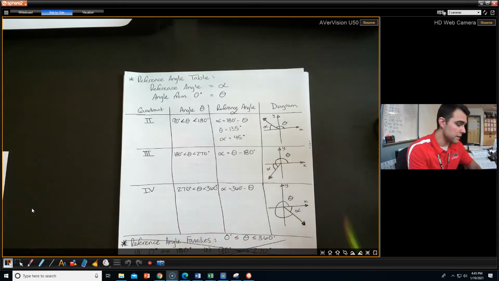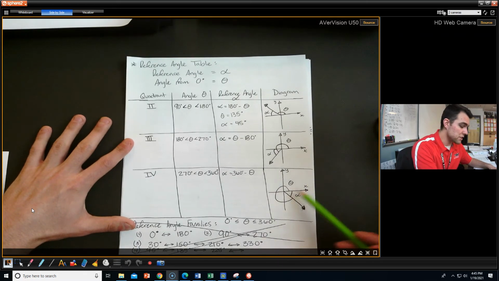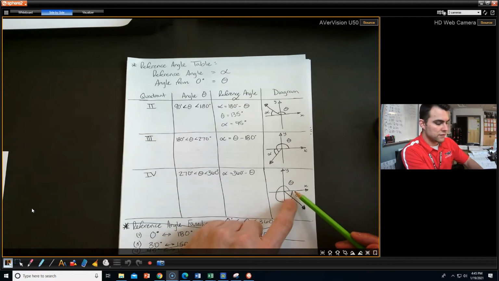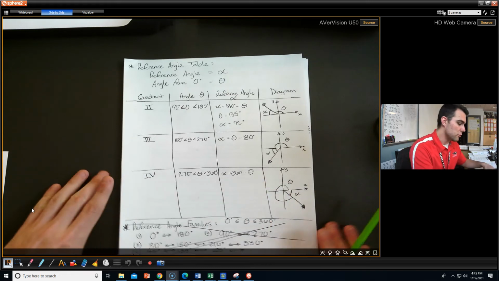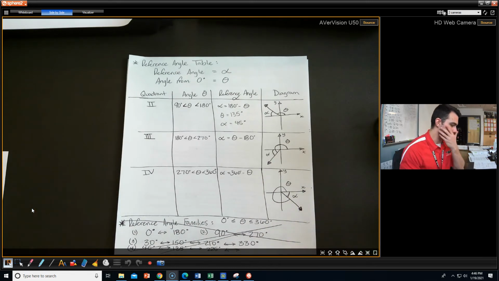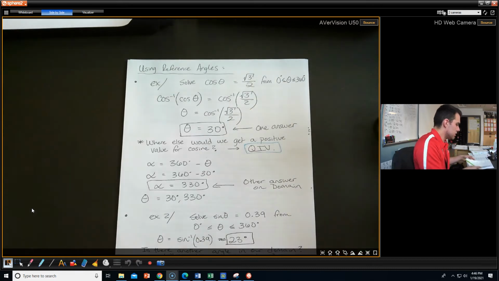Okay. And finally, for quadrant 4, it's your 360 degrees, so going all the way around, and then subtracting off this part right here, which will just leave us with this alpha reference angle, what we're looking for. Okay. So pause the video if you need to. Get that diagram down, get that table down, and that should help us quite a bit because we're going to be referring to it. Let's actually use them, right? Let's actually use reference angles.